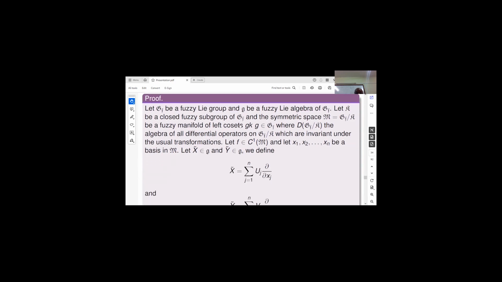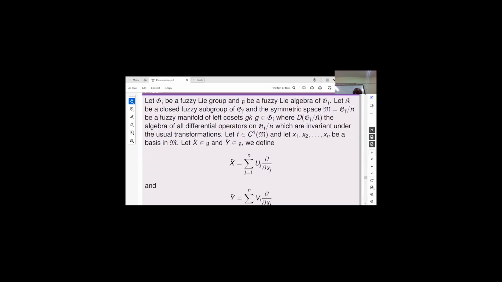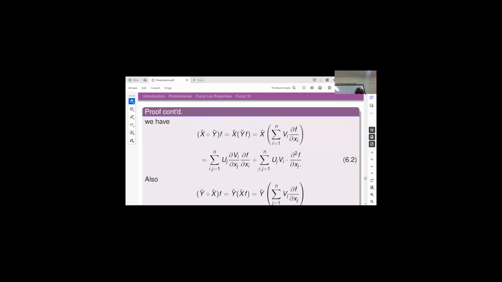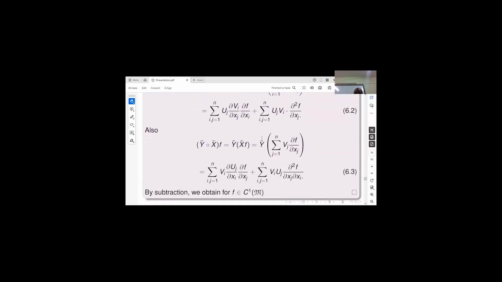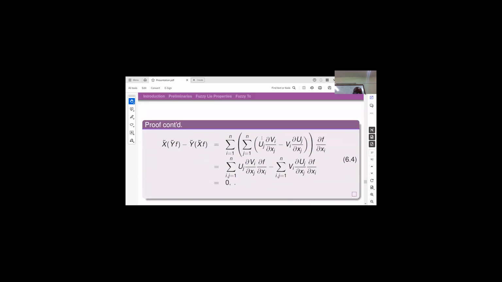The proof is not just mimicking exactly what Helgason has shown, but we have to first of all assume that it's a C1 fuzzy manifold, not unlike what Helgason has done. And then we describe all the vector fields in this form. If we do that, then we want to show that the invariance property holds, and we expand that using the first definitions. We obtain this one, and that is the first part of the proof.